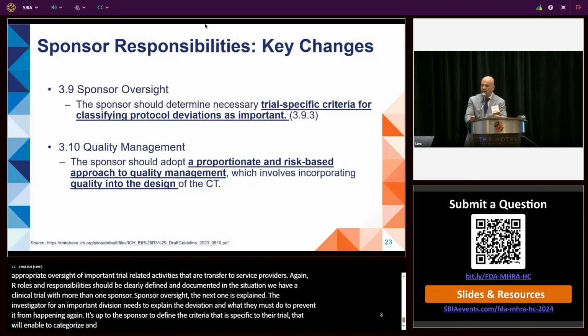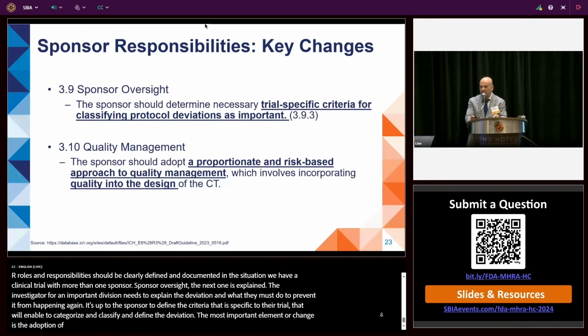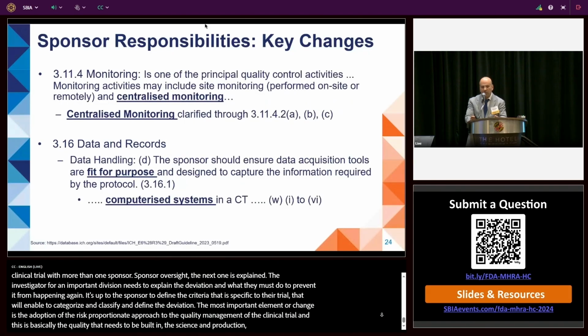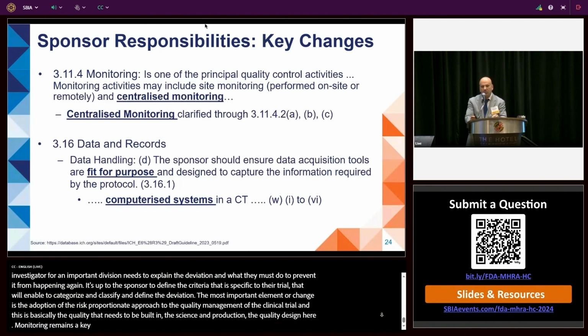The other important element or the change is the adoption of a risk proportionate approach to the quality management of the clinical trial. And this is basically the quality that needs to be built in the science, the operation, and the conduct of clinical trial. It's quality into the design here. Monitoring remains a key activity, but more clarity is provided to centralized monitoring.